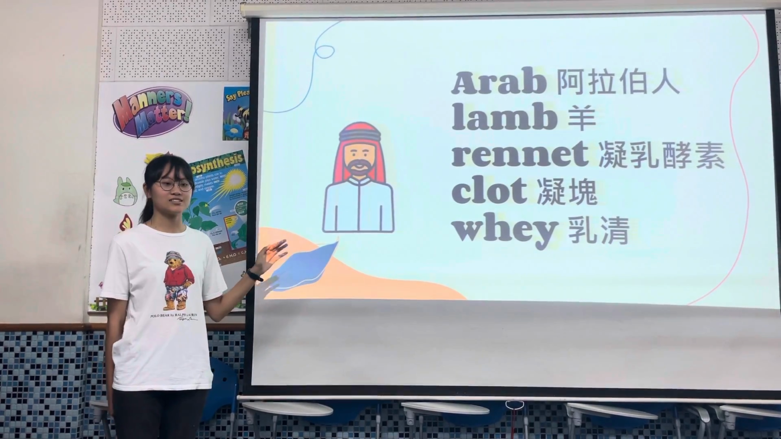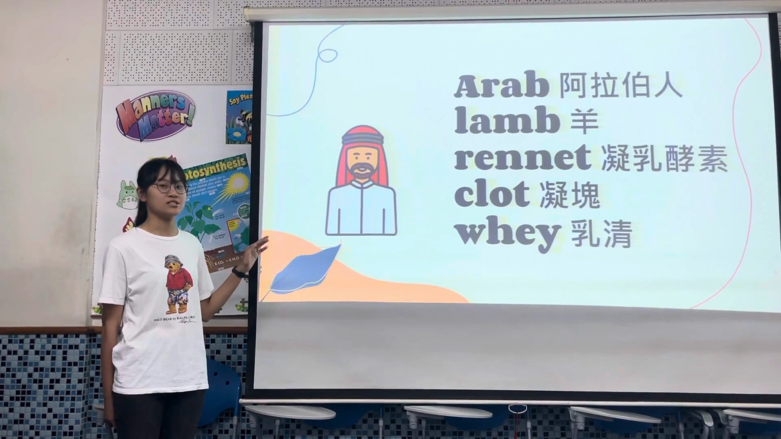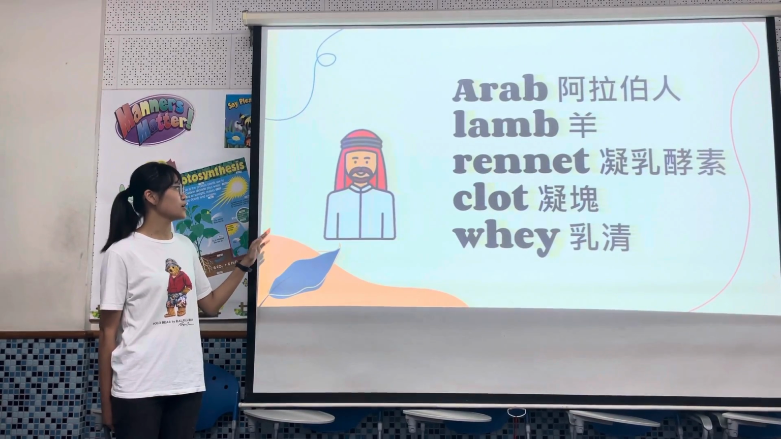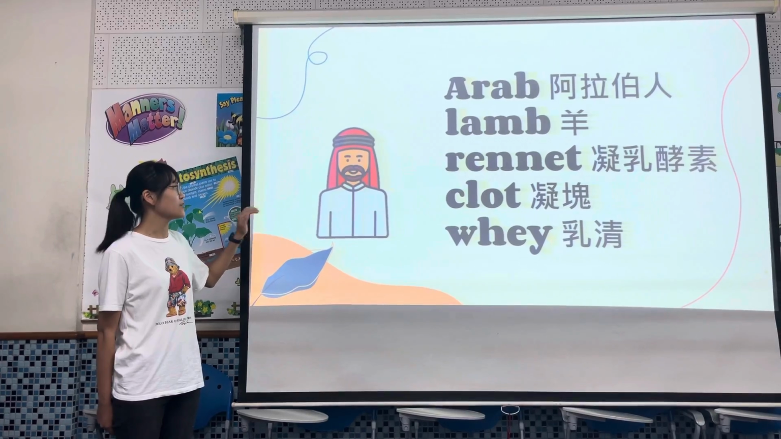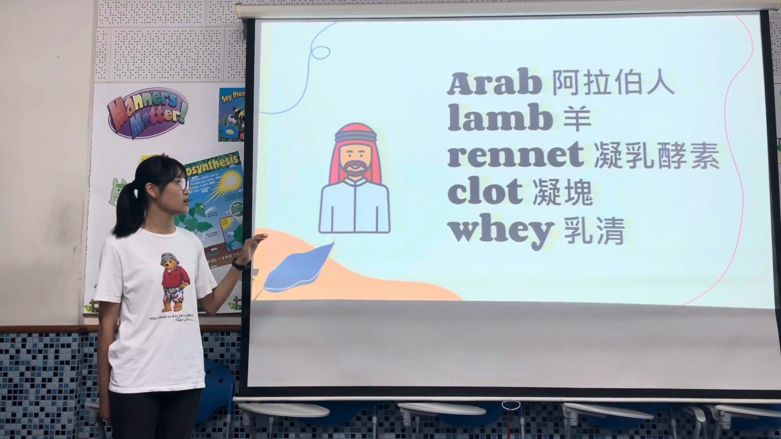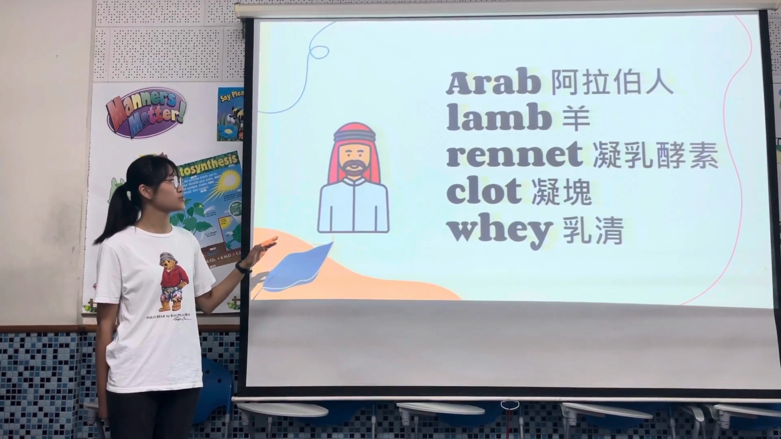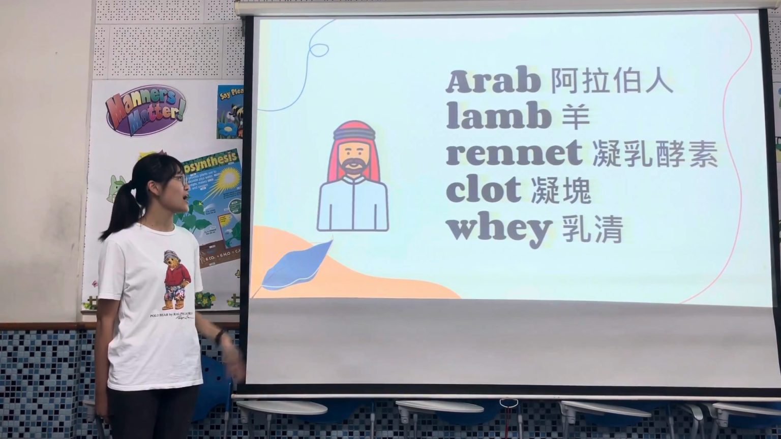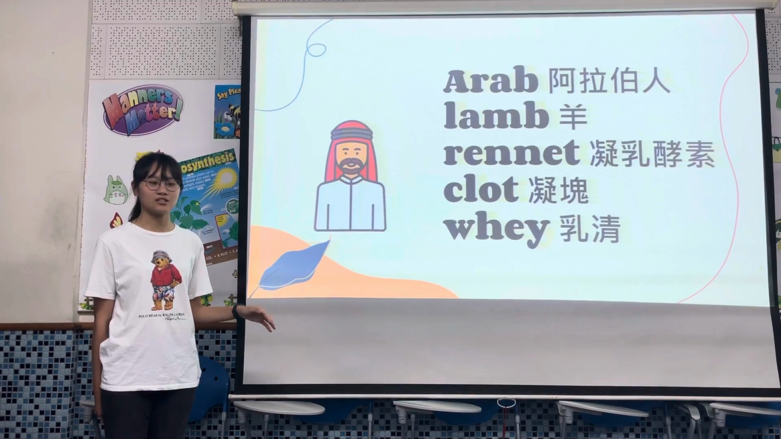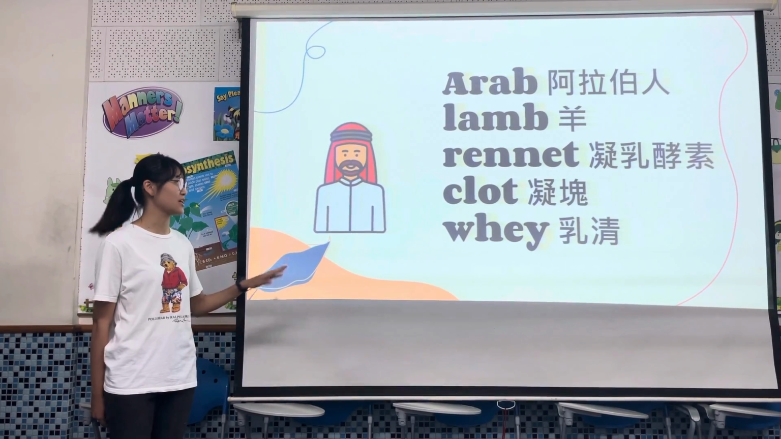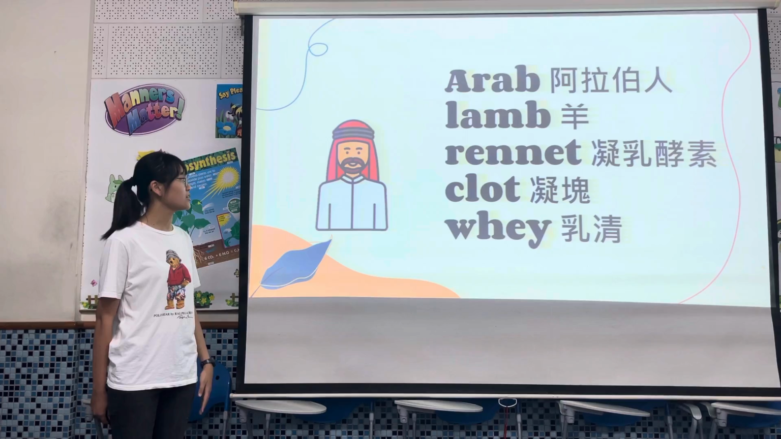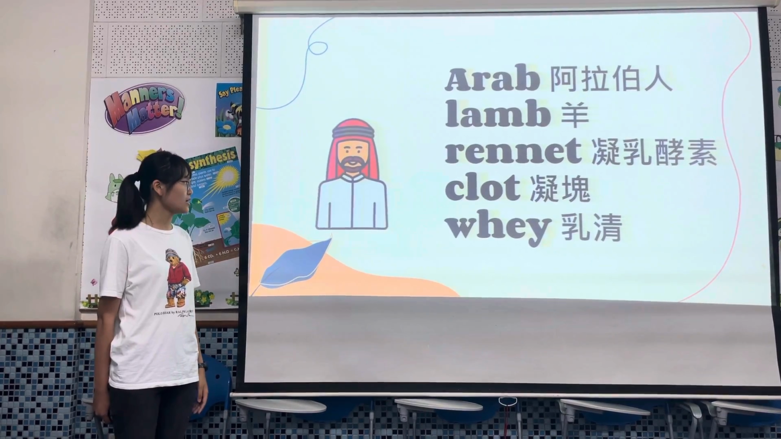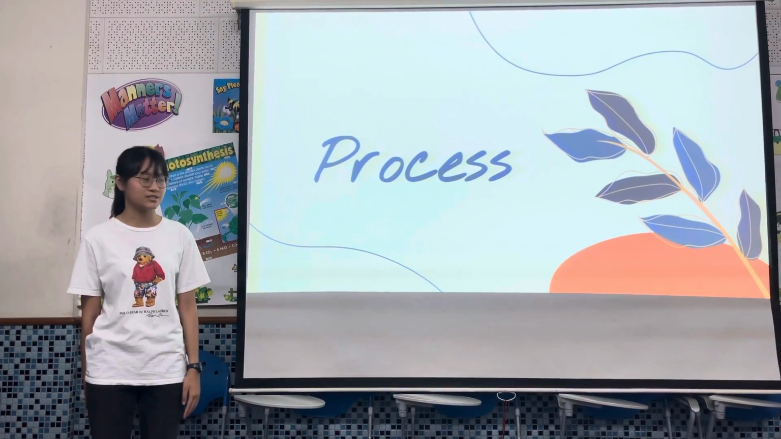Legend has it that 6,000 years ago, cheese accidentally appeared through an Arab. One day when he was walking across the desert, he put milk into his bag, which was made of lamb's stomach. The rennet in the bag decomposed the milk into curd and whey. And then the cheese appeared. Next I will talk about the process.